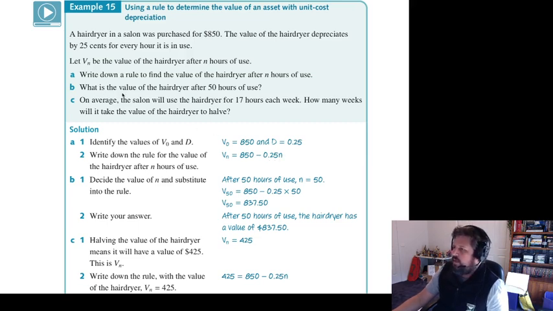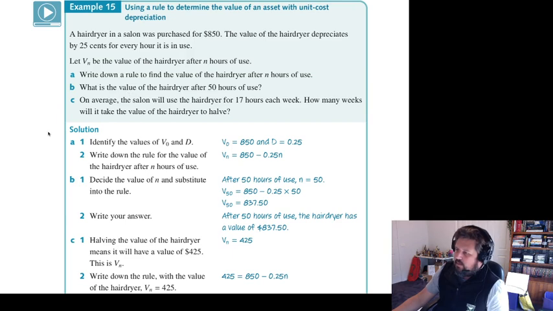It says, what is the value of the hairdryer after 50 hours of use? So good news is we've just worked out the rule to find out the value after n hours. We're going to substitute 50 in to find out what it's worth. So after 50 hours of use, plugging n equals 50 into the equation, ultimately we'll be finding V50. Plugging it in, 850 take away 0.25 times 50. It brings the value of the hairdryer down to $837.50. So you can see it has decreased in value.